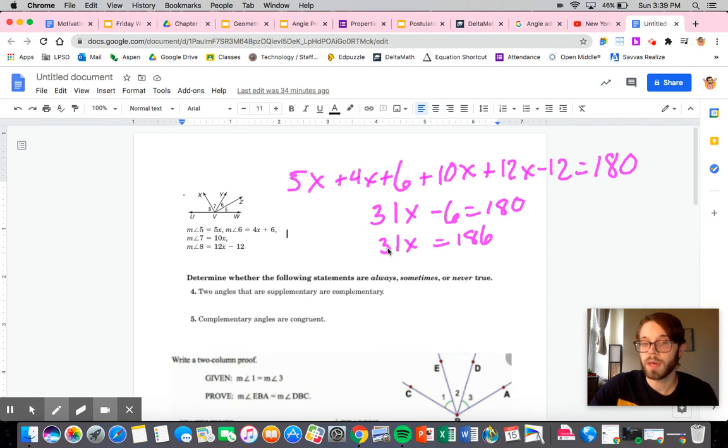So we know that x then, if we divide both sides by 31, that should just be equal to 6. So x would be equal to 6. So to figure out the individual angle measures, we could just plug it in.